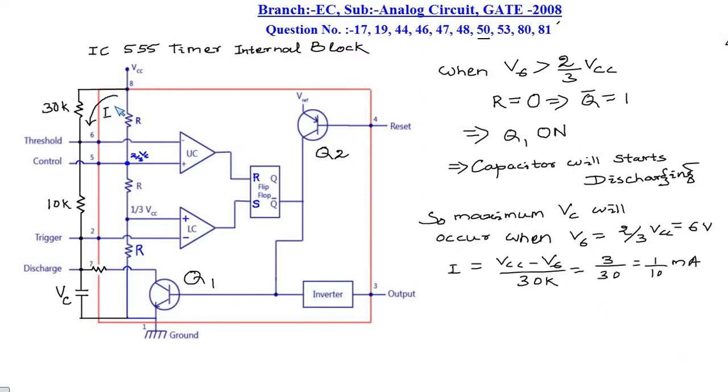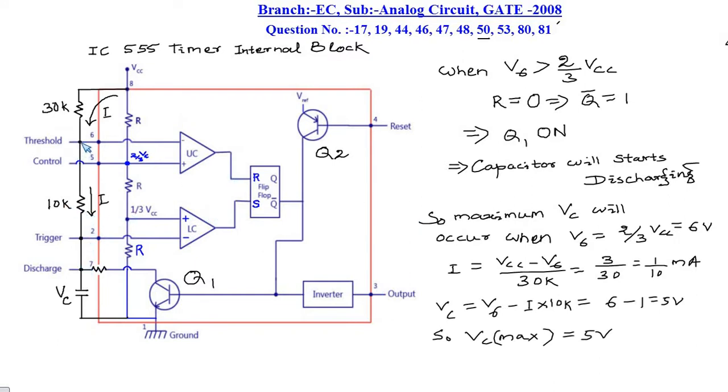Suppose I is the current flowing through the 30K resistor, then the current will be given by VCC minus V6 divided by 30K, which will give you 1 by 10 milliampere. The same current will also flow through the 10K resistor, as there is no current to the inverting as well as non-inverting terminal of either comparator. So you can find out VC.